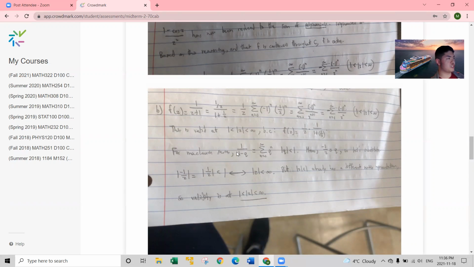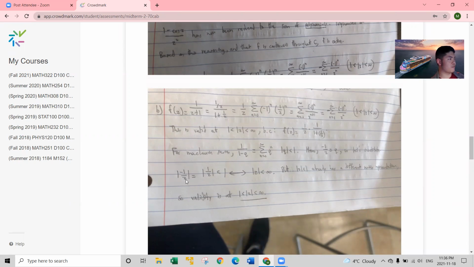So do some substitution. This equals 1 over z times 1 over 1 plus 1 over z. So substitute negative 1, because that's 1 minus negative 1 over z. So negative 1 over z is q, and you can substitute.